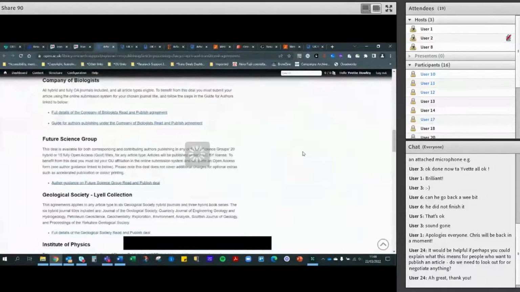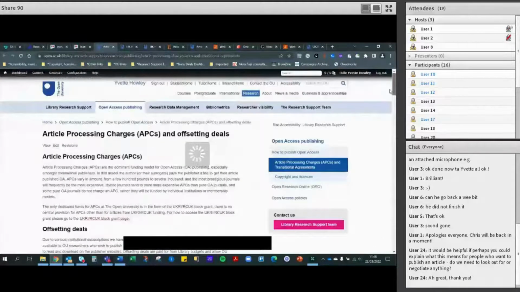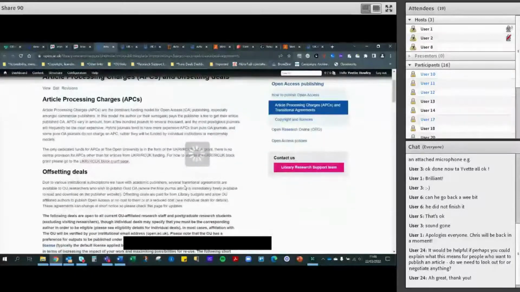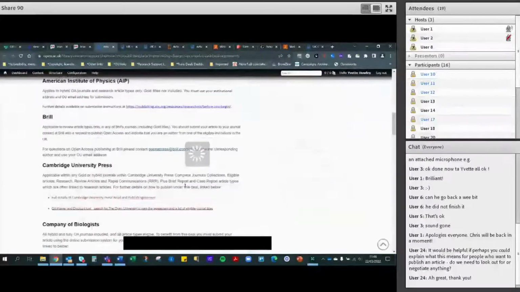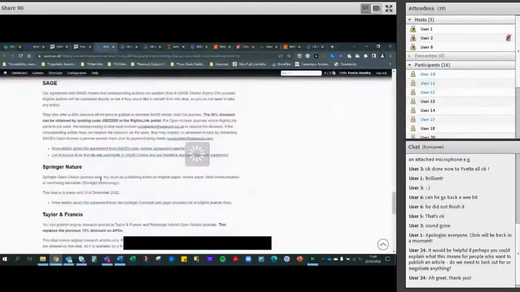And on our web page here, a quick check of the research support website gives you a list of all of the transitional deals that we have. And if I scroll down here, you can see the details of our Springer deal. It tells you that it's Springer Open Choice journals only. That's the hybrid journal titles that I mentioned earlier.